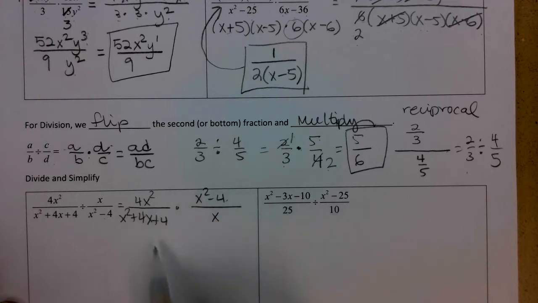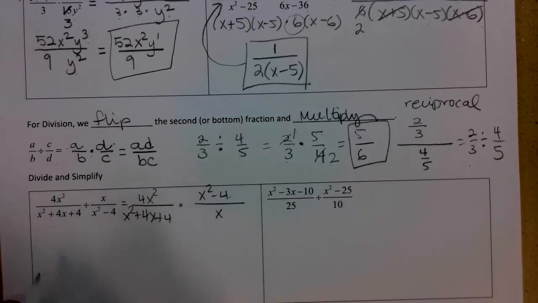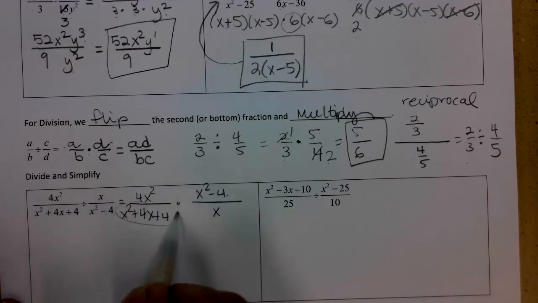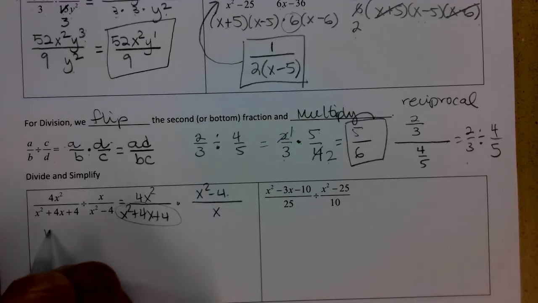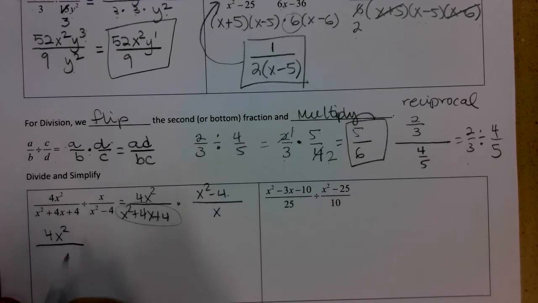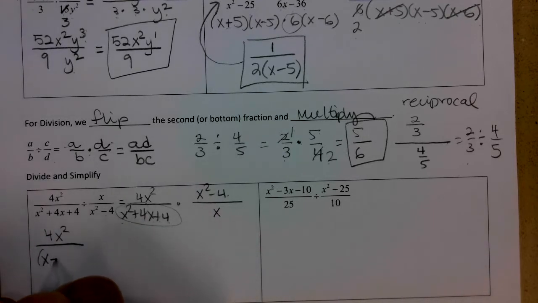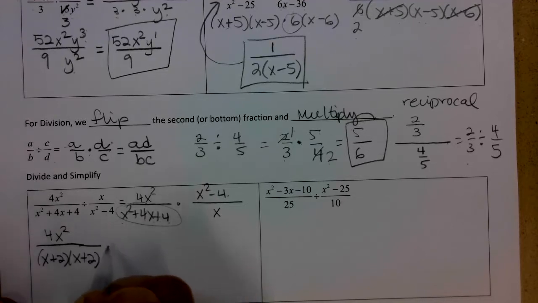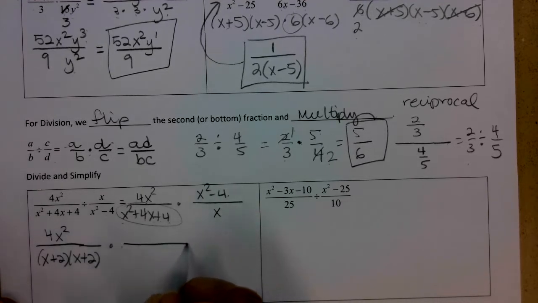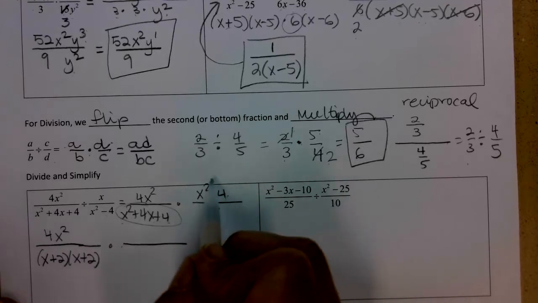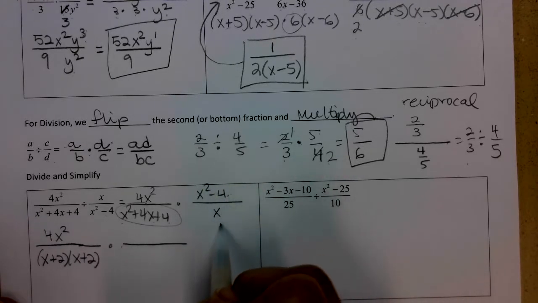So do we see anything to factor? We're going to factor that trinomial on the first denominator. So I have 4x squared over x squared plus 4x plus 4. Multiply to 4 and add to get 4. So those are 2's, right? So x plus 2 times x plus 2. Here we go. So now we're on this fraction, x squared minus 4 divided by x.